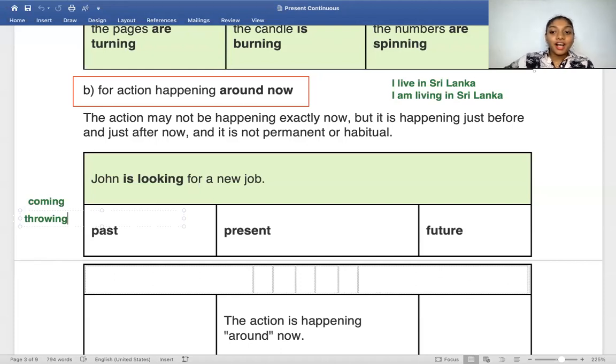So we are throwing a party. Or we are hosting a party.